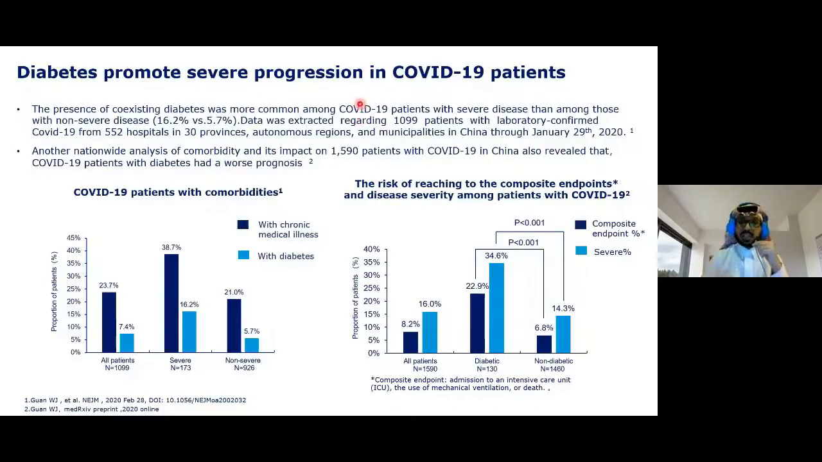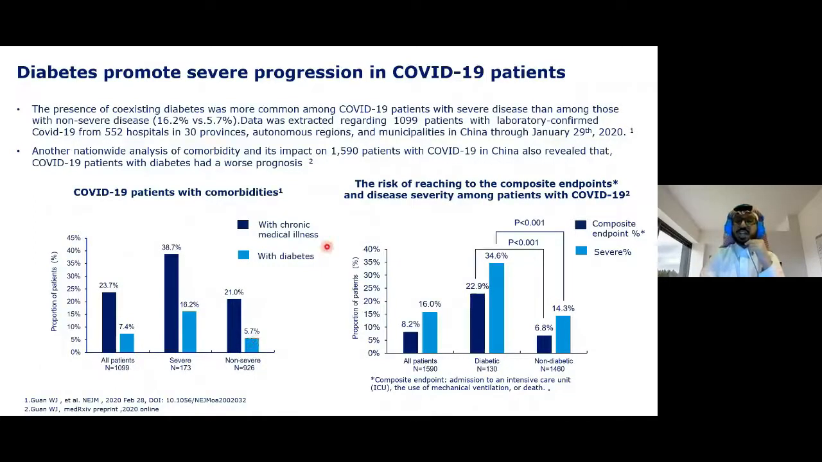The data was extracted regarding 1,099 patients with laboratory-confirmed COVID from 552 hospitals. The result was that we have a good number of patients with diabetes, but other comorbid conditions were higher. This is for those with severe disease: almost 37% with chronic medical illness, but 16% with diabetes. The dark blue is chronic medical illness. The bright blue is diabetes. Again, in non-severe disease, we found that 21% had chronic medical illness and 5.7% were diabetic patients.